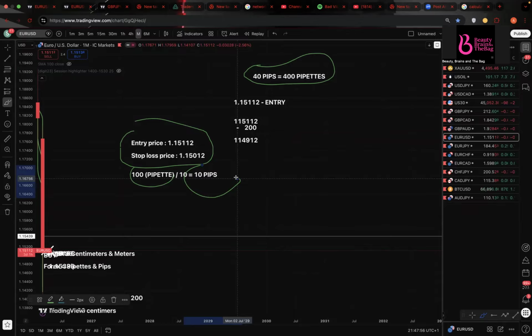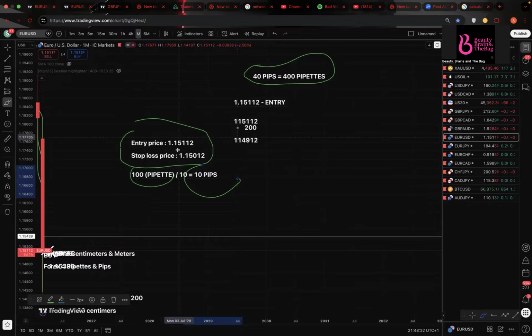Okay. Now this calculation I showed you majorly works on just normal currency pairs. It can also work on some oil and some other commodities, but it works 100% on currency pairs. For other things that are not currency pairs, like US30 and NASDAQ, it's slightly different.